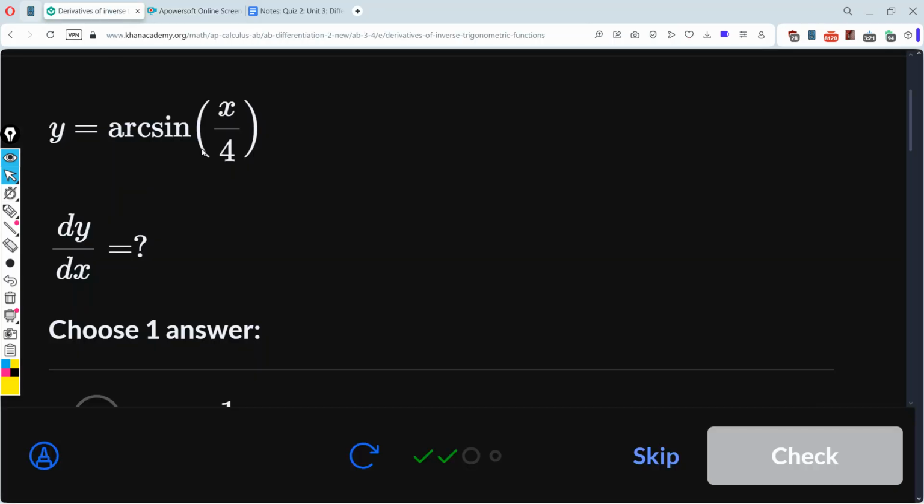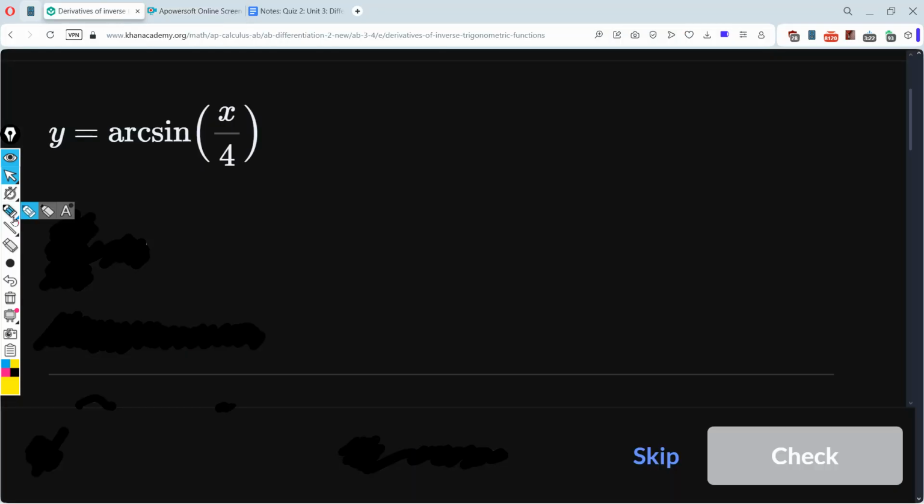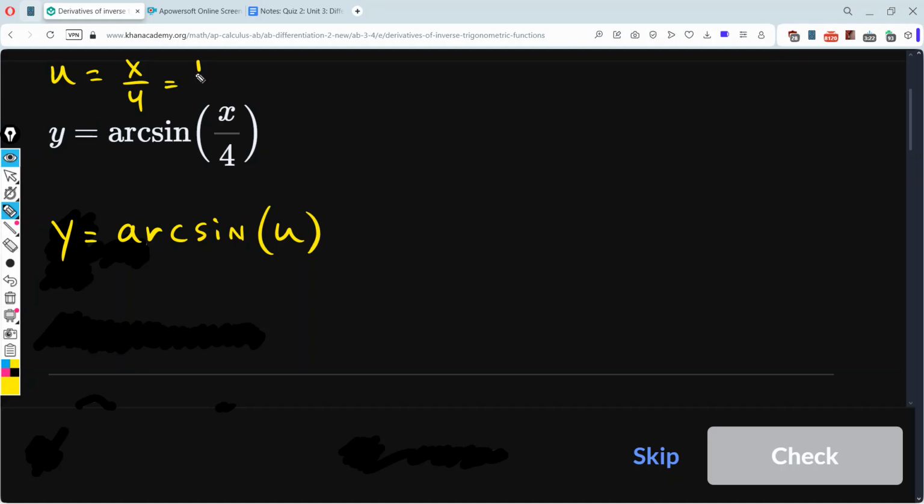All right, here we have the arc sine of x over 4. We want to find the derivative with respect to x. Okay, so this is in the form of y equals arc sine of u. And clearly the argument here, u, is x over 4. And remember, x over 4, that's the same as 1/4 times x. So the derivative of u, the derivative of 1/4 times x is just going to be 1/4.